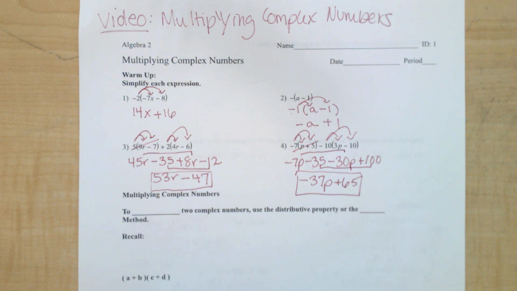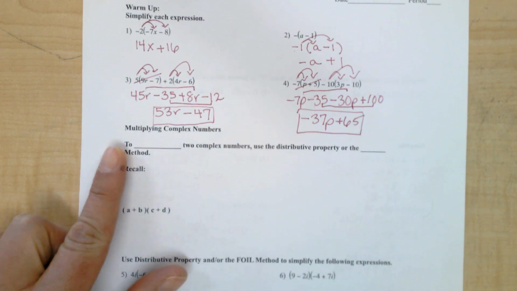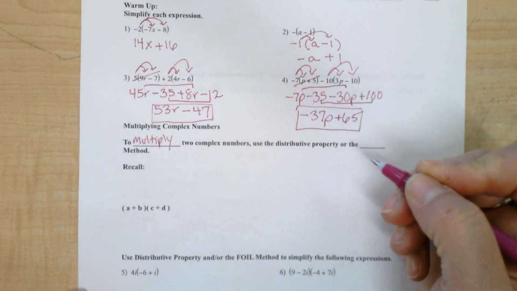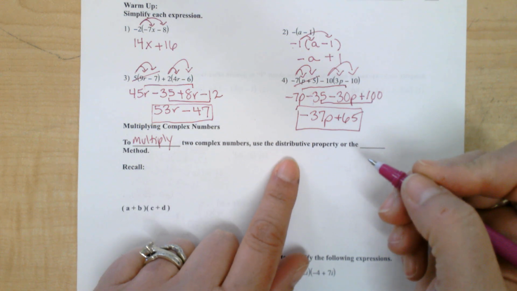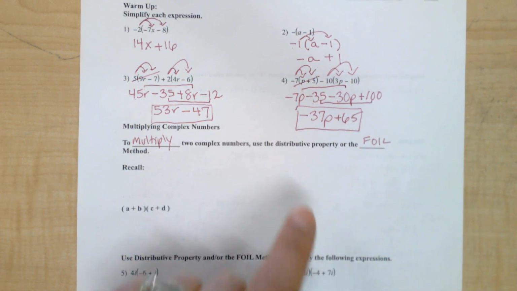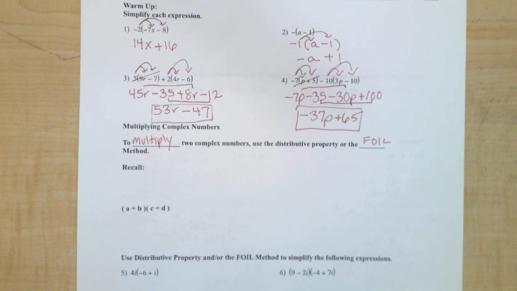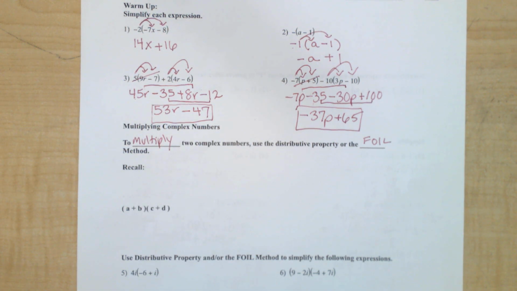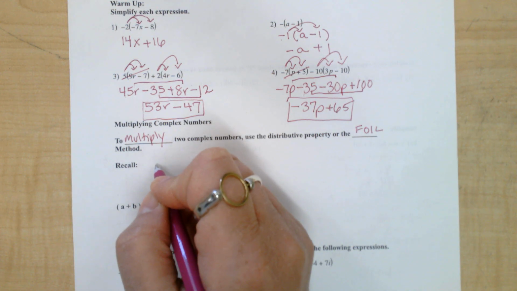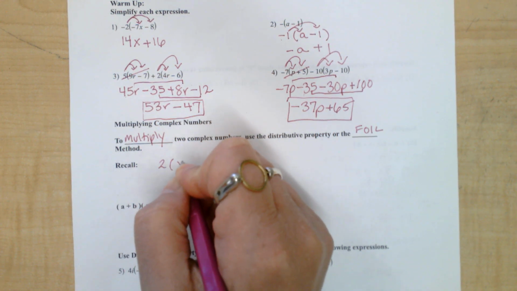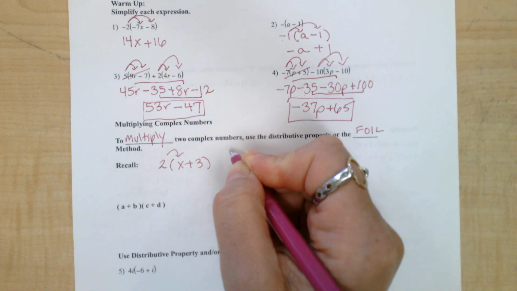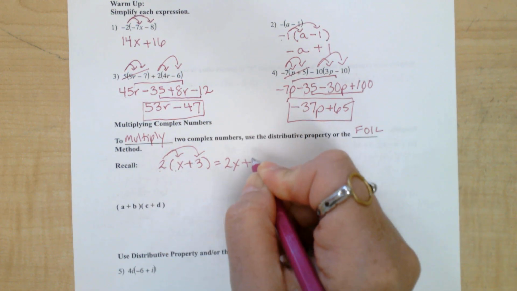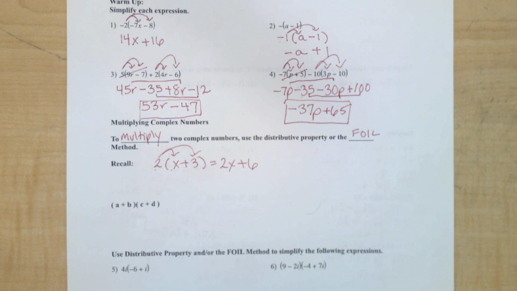Okay, next, we are going to be multiplying complex numbers. So a couple notes here. To multiply two complex numbers, we can use the distributive property or the FOIL method. And we practiced this before. It's the same thing. So let's just recall what it means to use a distributive property. We did it here in 1 through 4, but we're going to do it using an example. And so we have 2 times x plus 3. And so to distribute, we distribute 2 times x, which equals 2x, and 2 times 3, which equals 6. So, that's a distributive property.